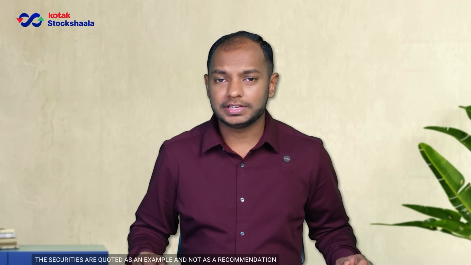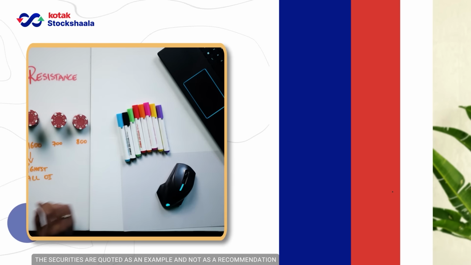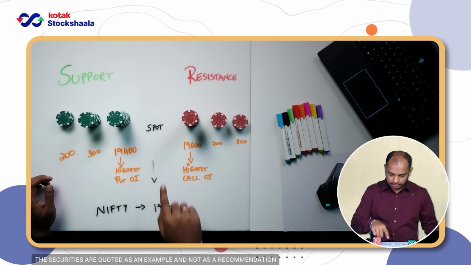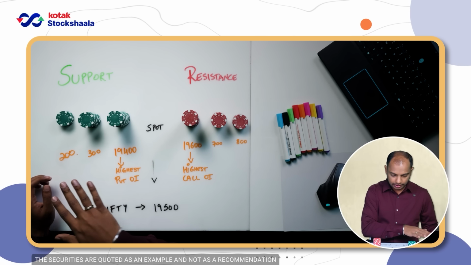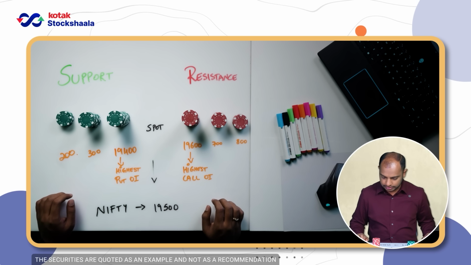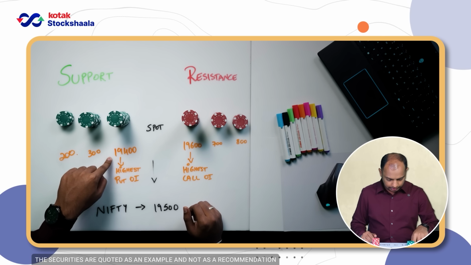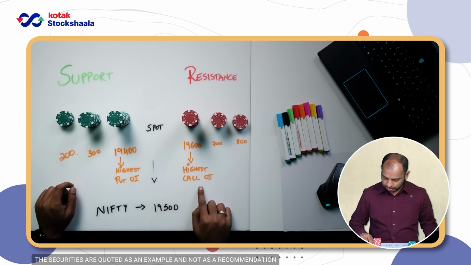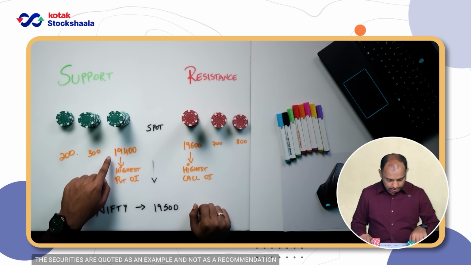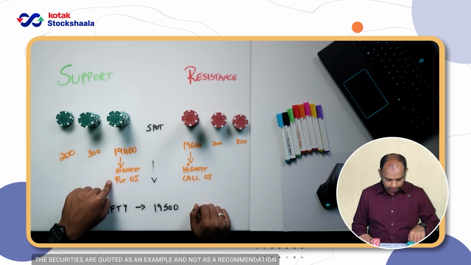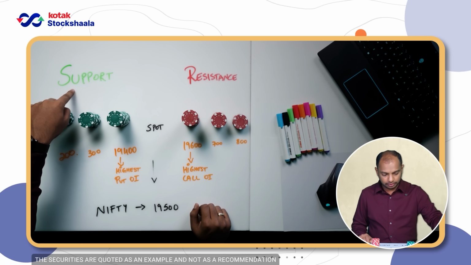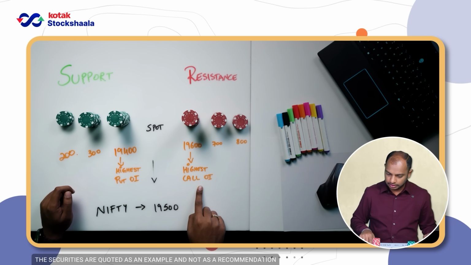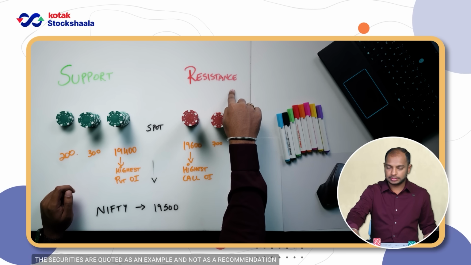So let's have a real life example by heading to the whiteboard. Here I have Nifty, which is trading right now at 19,500, which is the spot price. And we have various strikes on the left hand side as well as on the right hand side. 19,400 has the highest put open interest, whereas 19,600 has the highest call open interest. So since 19,400 has the highest put OI, this will act as a possible support, whereas 19,600 has the highest call option open interest, which will act as a possible resistance.